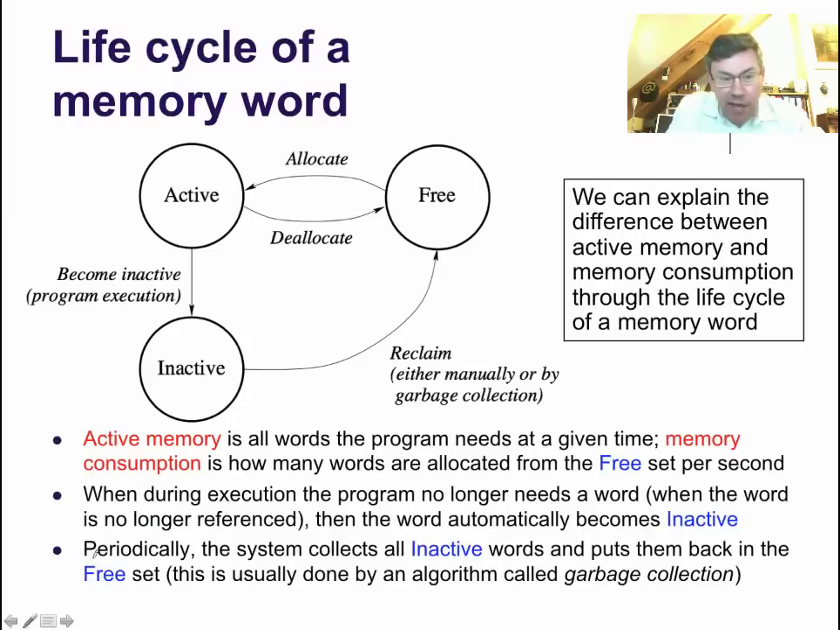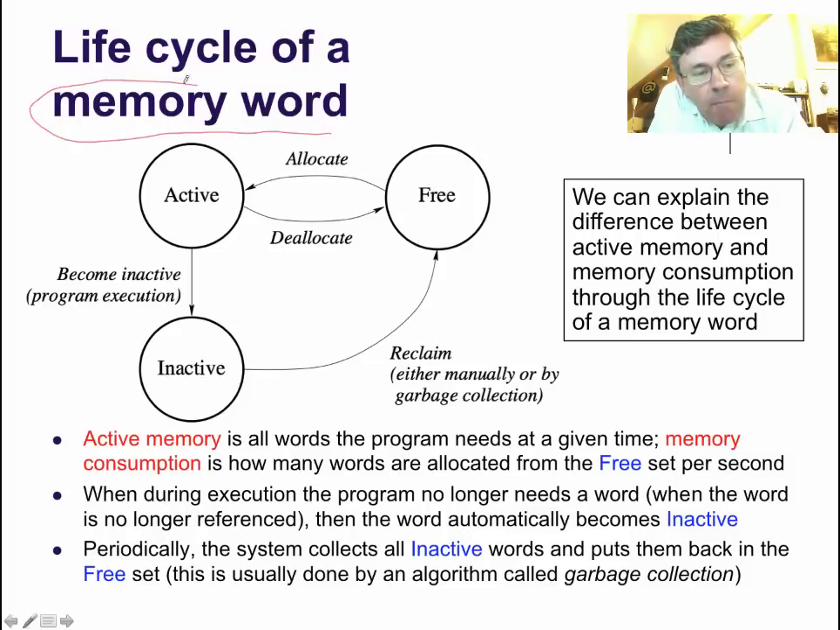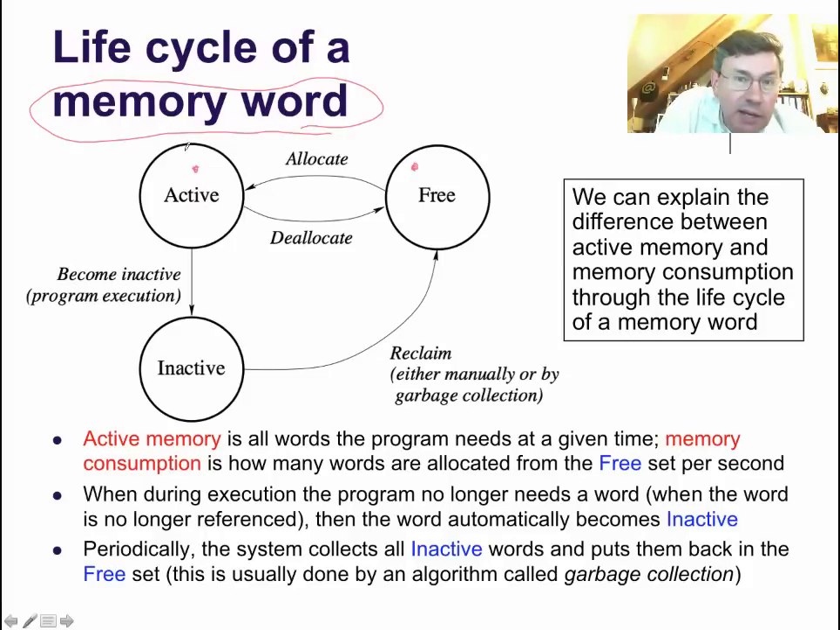So here's another way of looking at what happens during the execution of a program in terms of memory. When we look at the life cycle of a single memory word, how does it live? Well, it starts out by being free, so it's in the free set, and then the program needs it, so it's allocated, so it moves to be active, so it's used in a calculation, there's useful information stored there, and at some point the program does not need it anymore, so it doesn't reference this anymore, there's no more pointers to it, so the poor memory word becomes inactive.